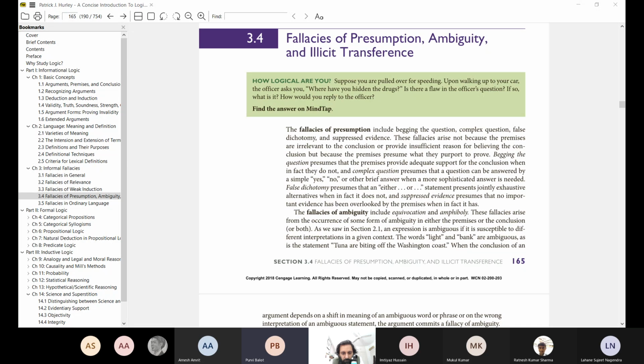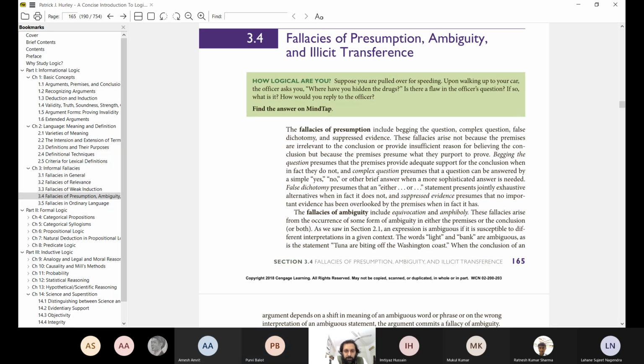How logical are you? Suppose you are pulled over for speeding. Upon walking up to your car, the officer asks you, where have you hidden the drugs? Is there a flaw in the officer's question? If so, what is it? How would you reply to the officer?